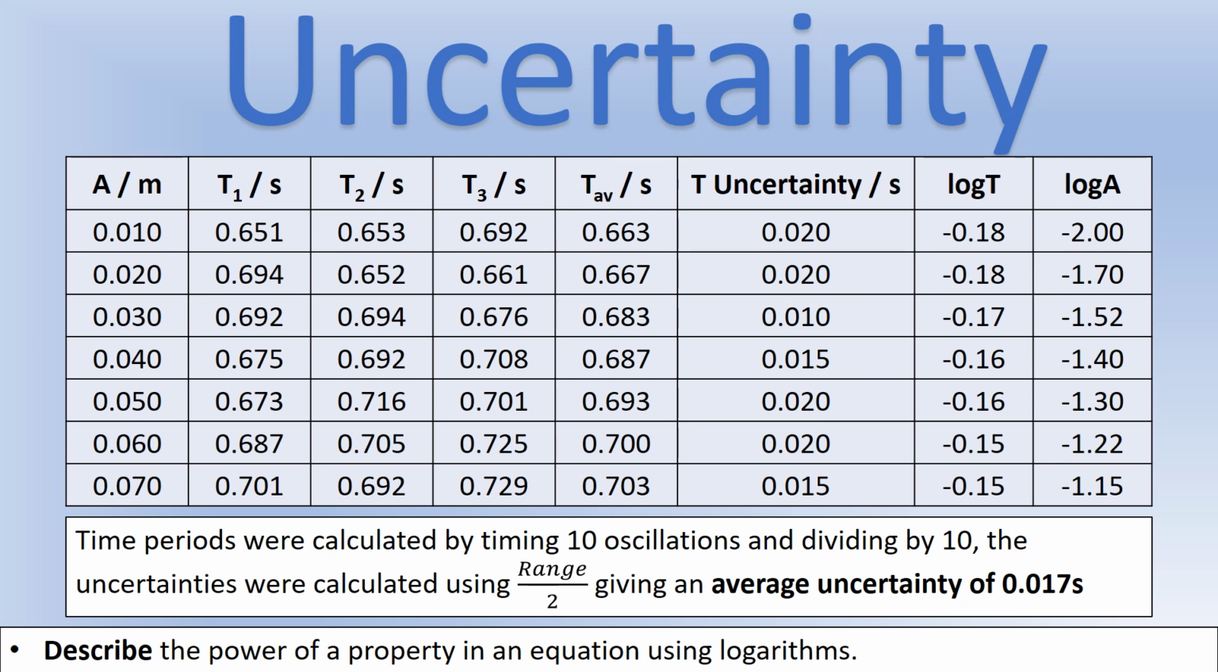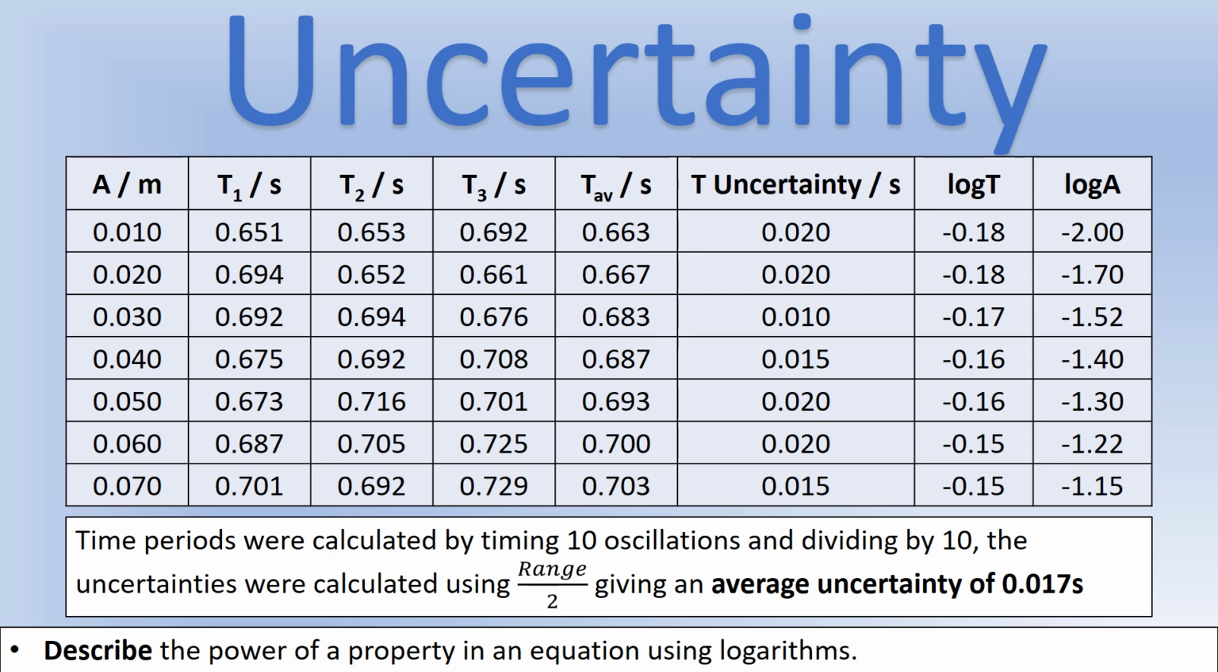I've calculated what the uncertainty in those time periods is by using range over 2. And then I've got log of time period and log of amplitude there over on the right-hand side. So the first thing I did is I calculated the average of my uncertainties for the time period, because I'm going to use that later on. That gives me a value of 0.017 seconds as the average uncertainty in my time period measurements, which is pretty good in the context of timing things.